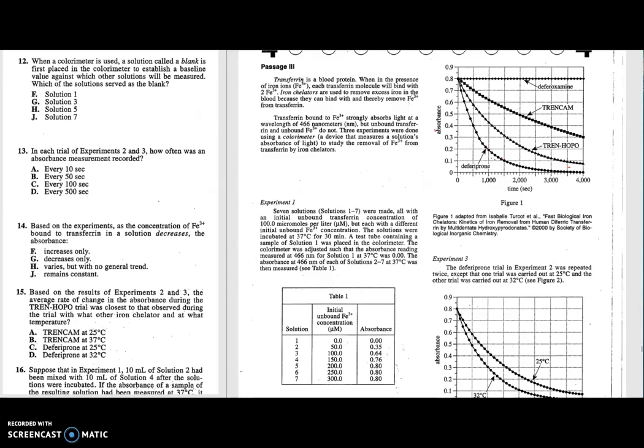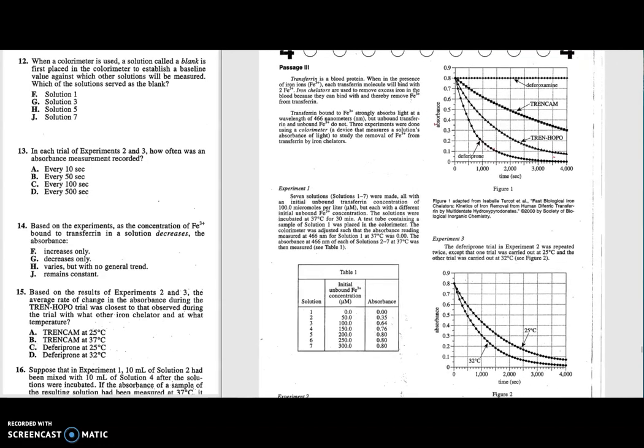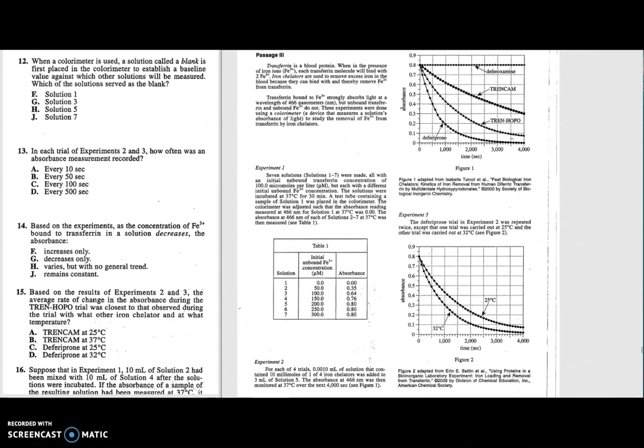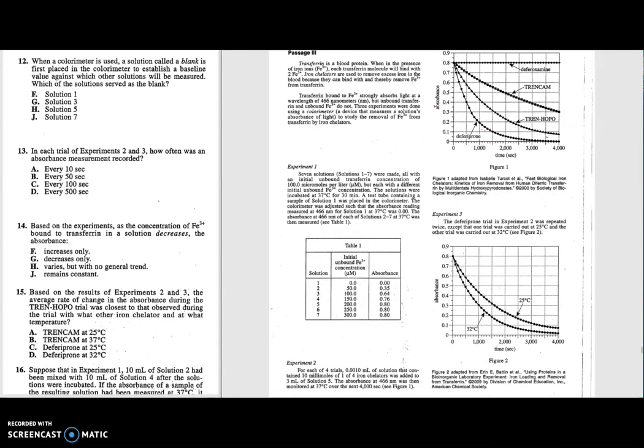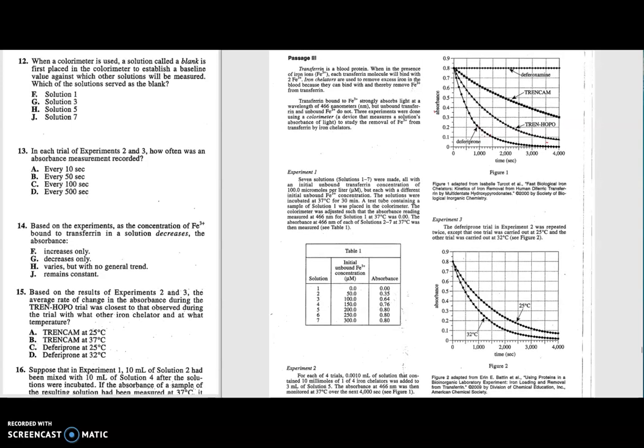Okay, here we have passage 3. Let's have a look at it and see what we see. It doesn't look too bad. We've got a table that looks fairly straightforward. We do have 3 experiments, which is not so good. But the 2 graphs that we have here and here look very similar. They have time in seconds and absorbance, and absorbance. So I like it when they have the exact same x and y axis.